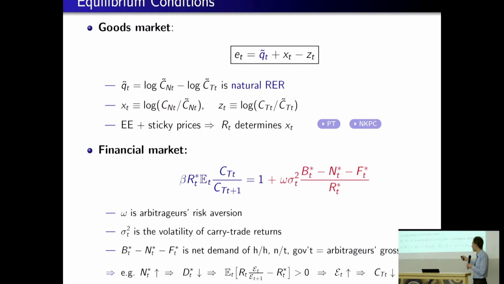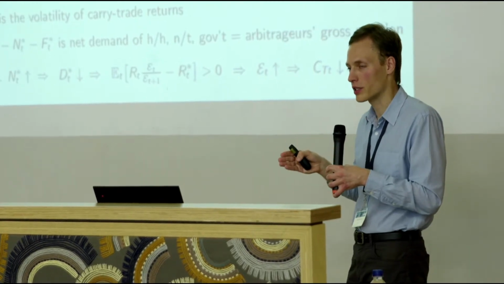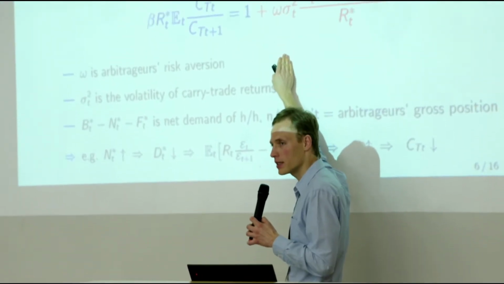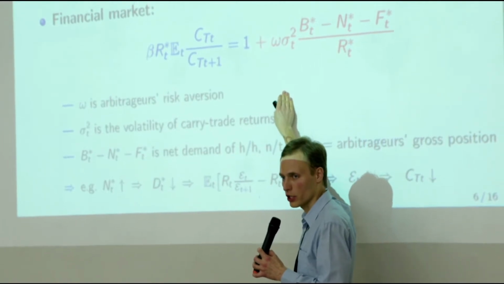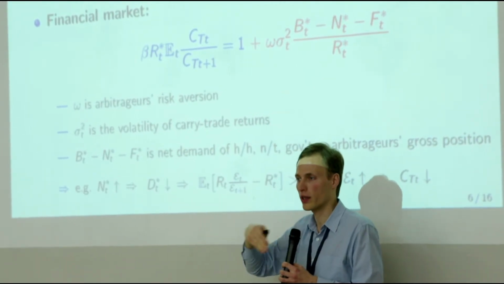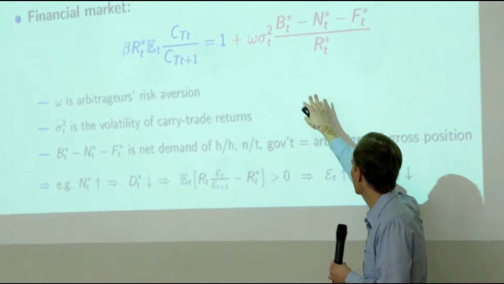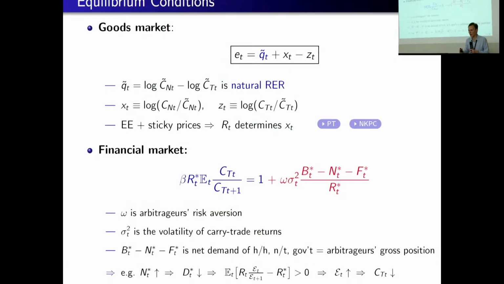On the other hand, as long as there is segmentation, and households have to go through the arbitrageurs, and these arbitrageurs are risk-averse, there will be an additional term here, which is the risk premium. It depends on the risk aversion of these guys, omega. It depends on the riskiness of the carry trade. And the risk of carry trades comes from the volatility of the nominal exchange rate, right? The only thing that arbitrageurs don't know when they do carry trade is the future nominal exchange rate. So this sigma squared is the volatility of the nominal exchange rate. And finally, the last term is the gross positions that these arbitrageurs have to absorb. This is the net demand of households, noise traders, and the government. In equilibrium, these are the gross positions that arbitrageurs have to hold, and of course, the larger these positions, the higher the risk premium that they charge.